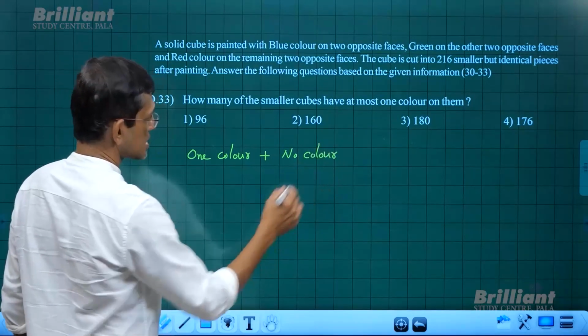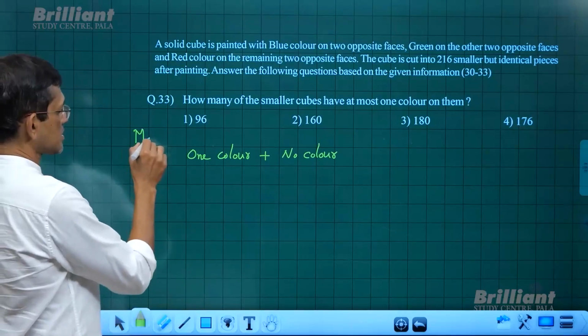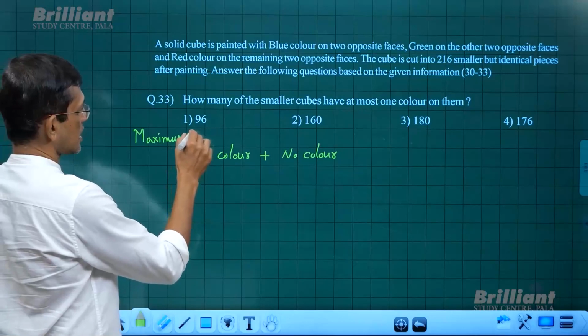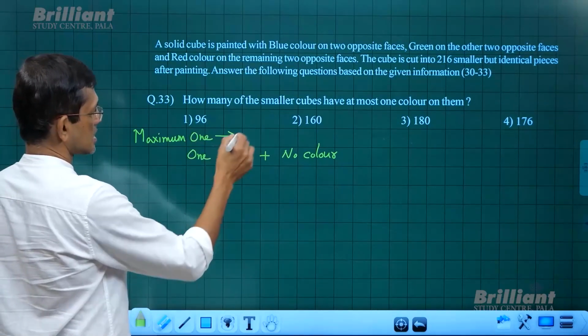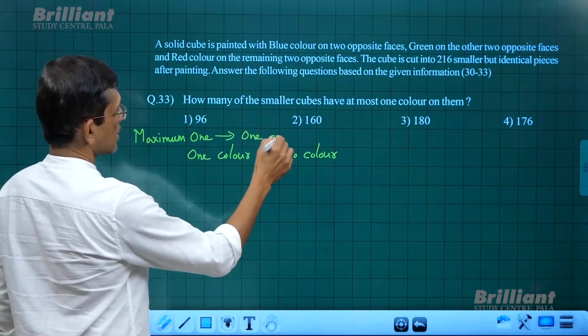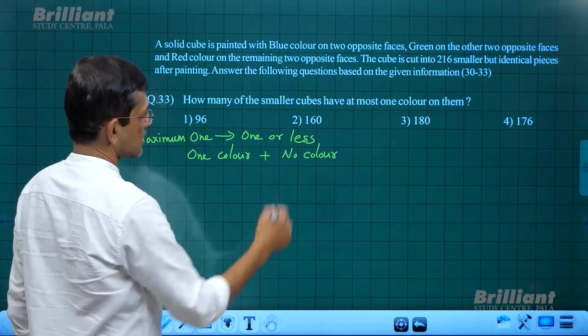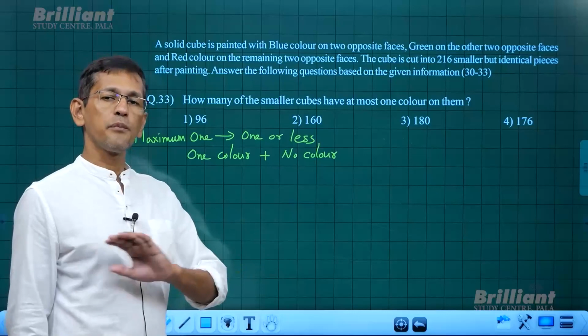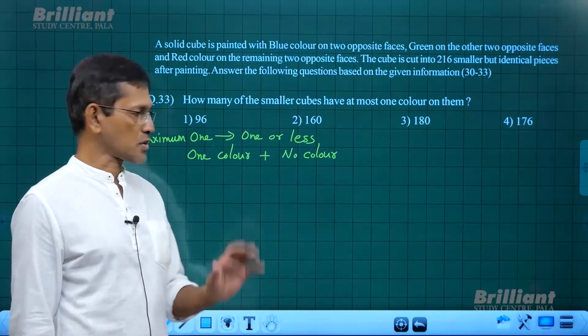So at most one means maximum one. Maximum one color means it is one or less than that. Less than one color means there's no paint at all. There are cubes with no paint at all.